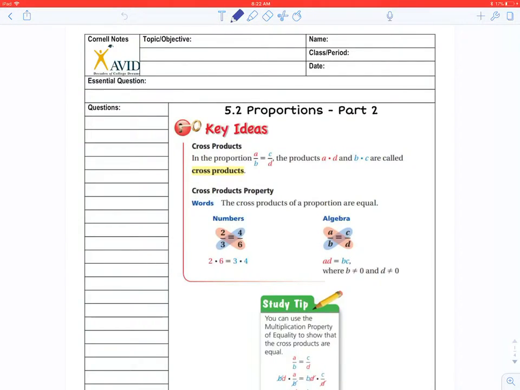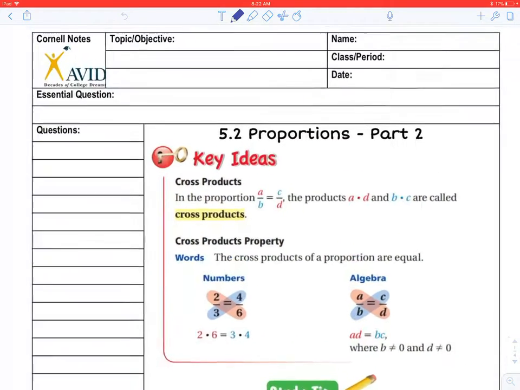Luckily, we've already been working with cross products for a little bit now. Part 2 of the 5.2 notes is regarding still proportions, but specifically the cross product of proportions and how we can use cross products to determine the value of unknown variables.